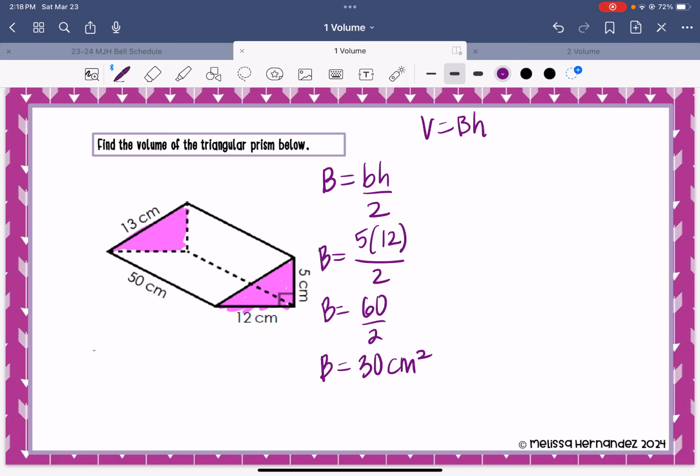The height is the distance between the bases, so this was nice because they didn't give us a whole lot of extra numbers. So I'm going to substitute my area of my base of 30. Substitute 50 for the height of the prism. And then I multiply. Well, we know 3 times 5 is 15. Using your powers of 10, you're going to add a couple of zeros. So it'll be 1,500 centimeters cubed. Okay, let's go on to another problem.